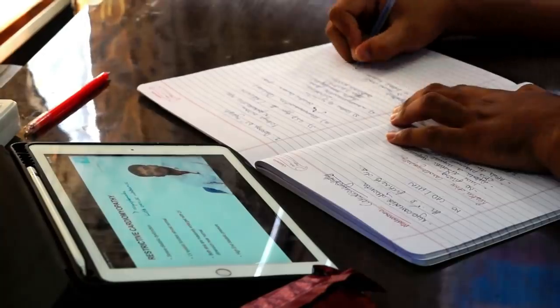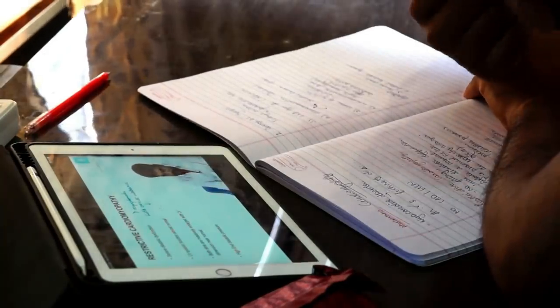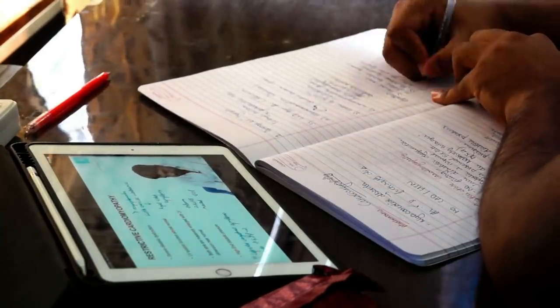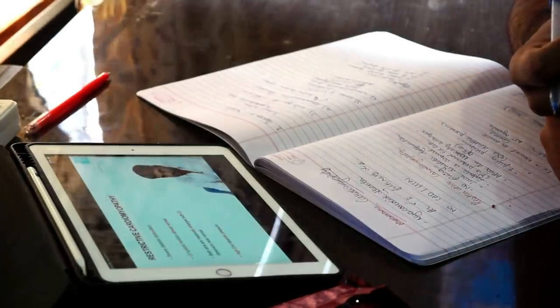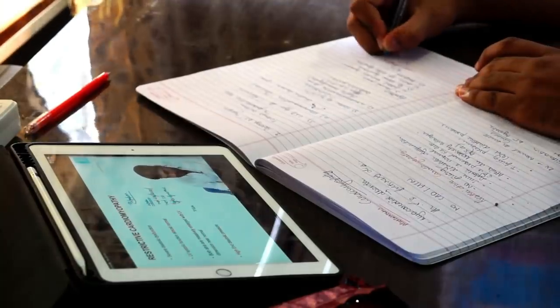I'm almost done with the cardiology section, and I think one of the best features of Marrow is that if you have Marrow, then you essentially have power to learn any subject at any given time, and that too from the best faculties.